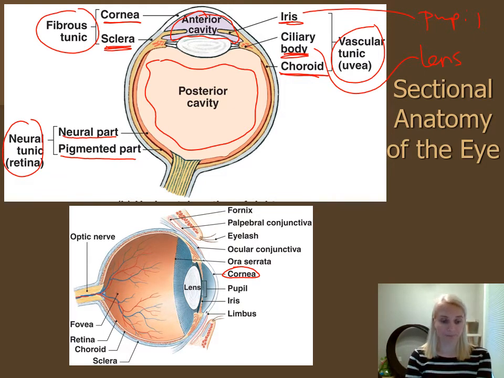All right. So moving down to this bottom picture, we can see some of those accessory structures, right? So here we have our palpebra. It's not labeled, but there's our upper eyelid and there's our lower eyelid.